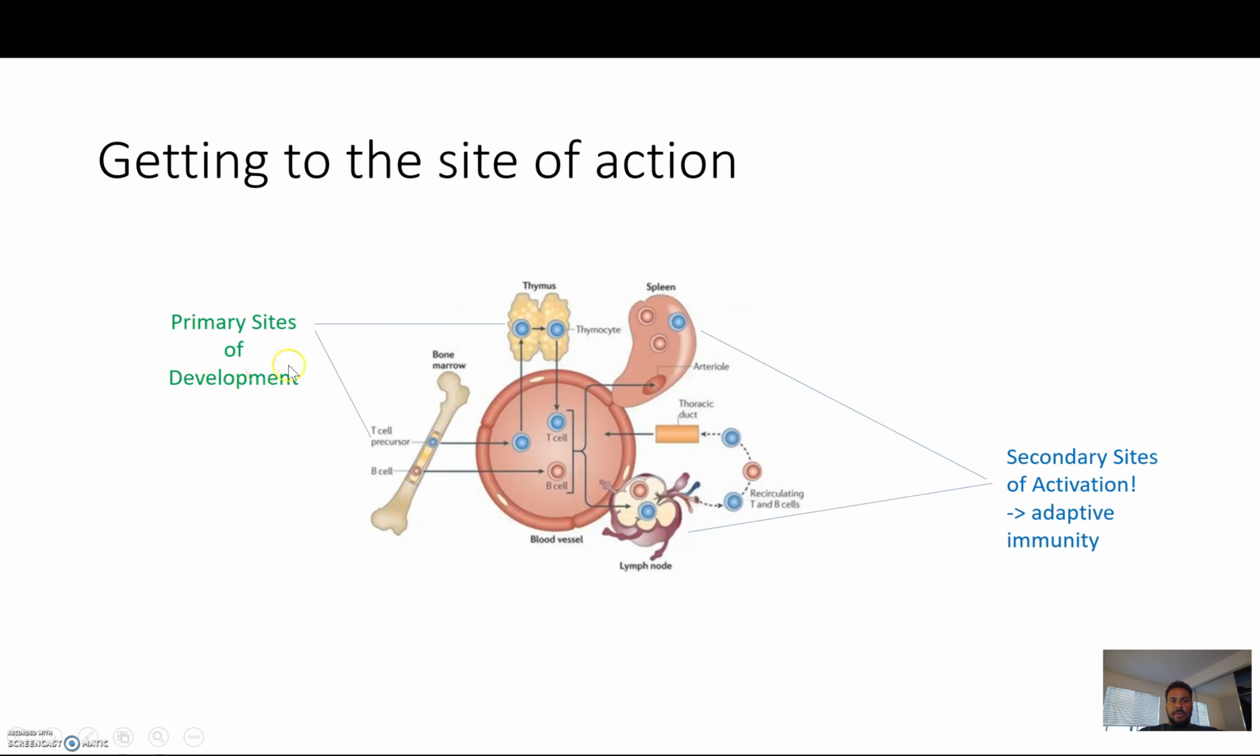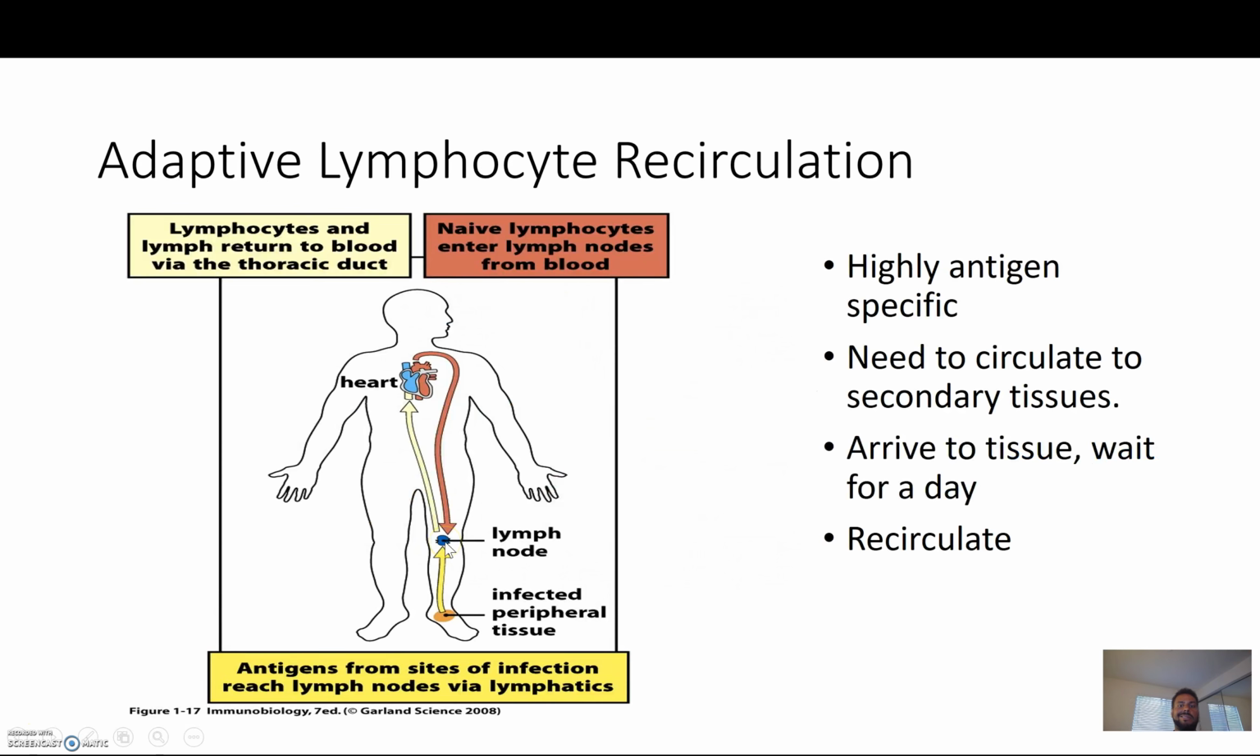So once again, our primary organs are the sites of development. Here we have our thymus, we have our bone marrow. The thymus, T makes the T cell, bone marrow makes the B cell. They go into capillaries, and then they go off to our secondary organs, the spleen and the lymph nodes. That's where they do all their work. The highly antigen-specific adaptive lymphocytes hang out and wait in these secondary tissues for antigens to present themselves.